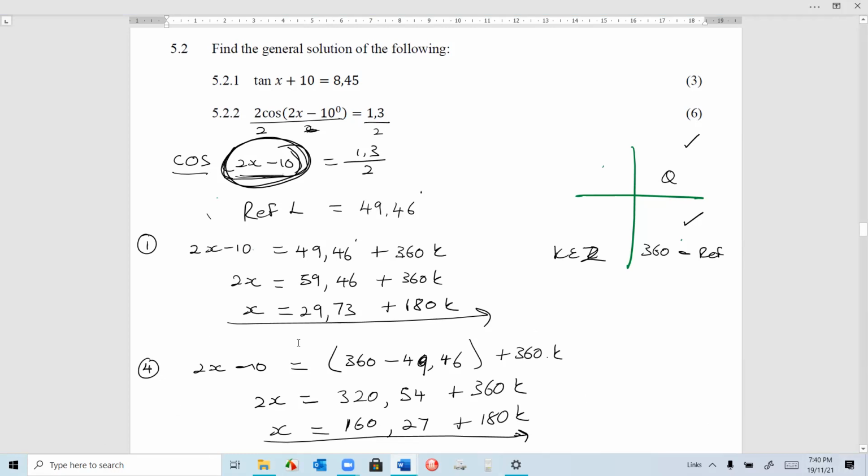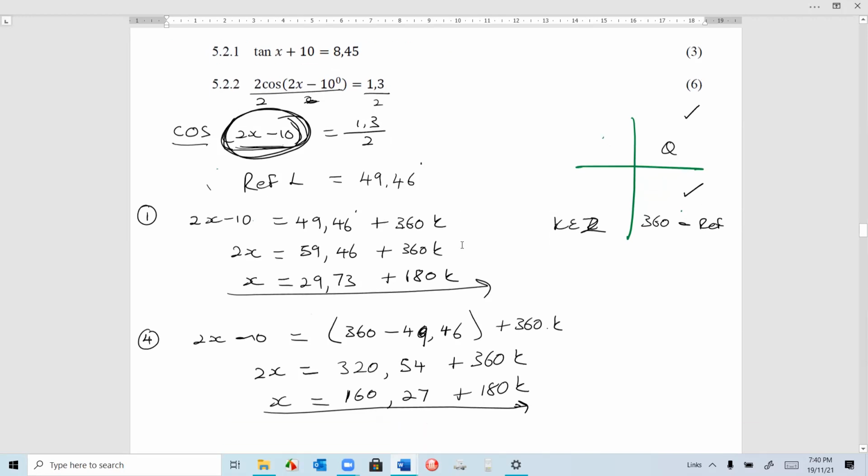Yes, sir. Sorry, sir. If cos was negative, you would look for the quadrants where cos is negative, sir. Yes. If we had a minus root 3 over 2, then our solutions would now lie in quadrants 2 and 3. So we're going to use 180 minus and 180 plus. Okay, sir. Thanks, sir.